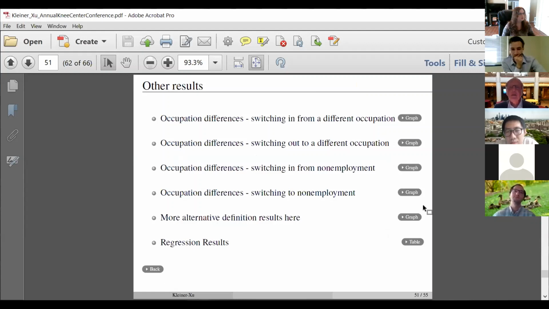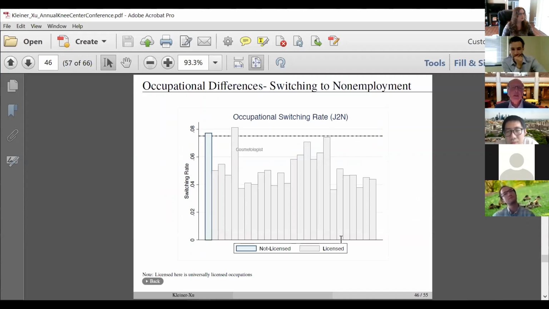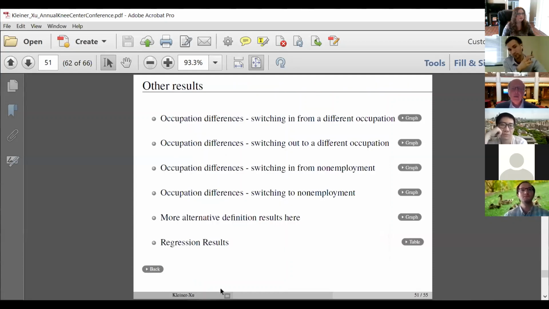Switching to non-employment, we find basically the same results. These again are robustness checks. We find very similar results for people who are switching from jobs in a licensed job. The only occupation that is higher than non-licensed are cosmetologists, which tends to be highly volatile with a lot of variance, but they tend to switch out of that particular occupation.